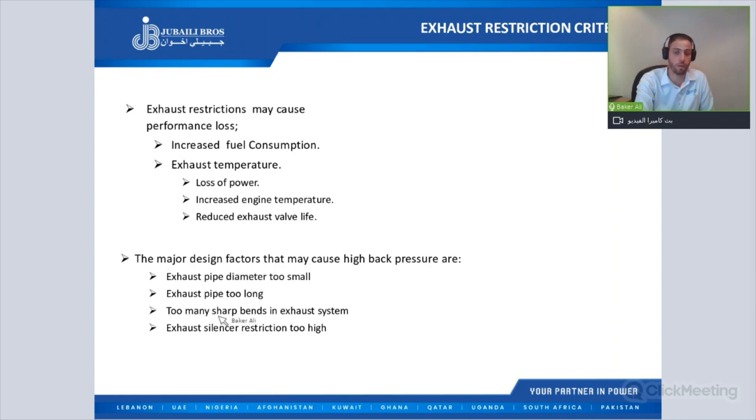How to reduce the back pressure? We have to increase the pipe diameter. So if you use, for example, a 4-inch pipe, and we get high back pressure on the generator, then we have to increase the pipe diameter to reduce this back pressure.